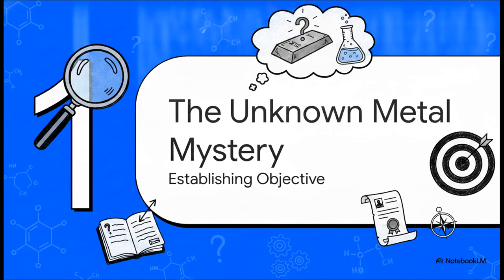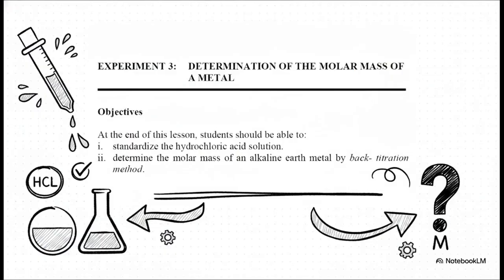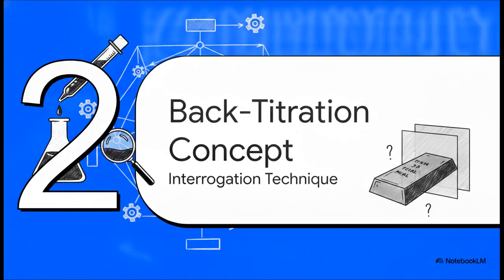Section 1. The Unknown Metal Mystery. Establishing the Objective. Our lab manual sets up a really clear two-part mission for us. First up, we have to establish a rock-solid baseline by standardizing our acid. Then, we use that exact same acid to interrogate our unknown alkaline earth metal, which we're just going to call M for now. And here's the thing, without step 1, step 2 is completely meaningless.